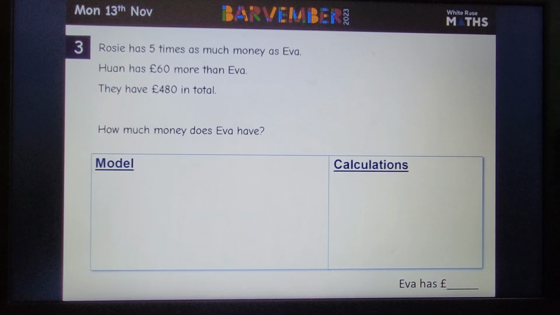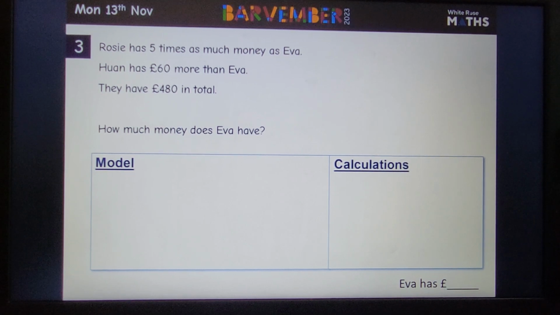So let's have a slightly more complex question. So let's have a look. Rosie has 5 times as much money as Eva. Juan has £60 more than Eva, and they have £480 in total. How much money does Eva have?